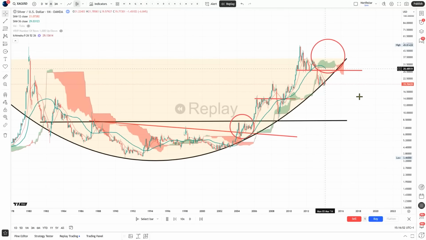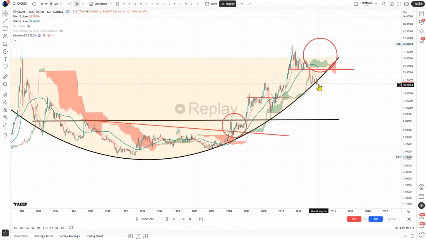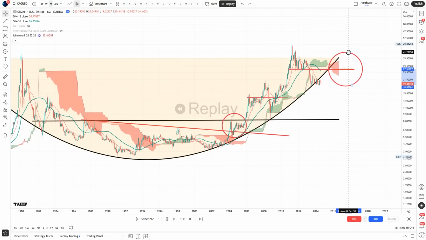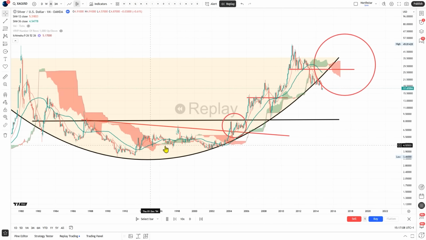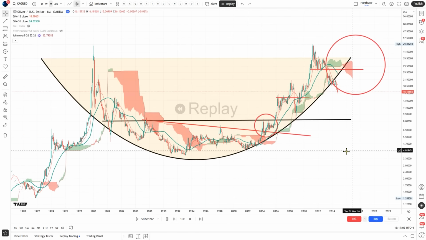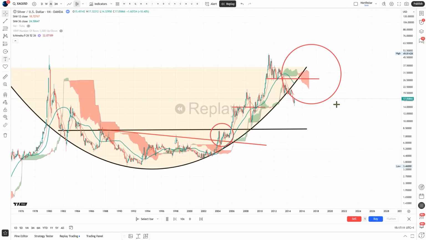And in fact, you can see now that the price is very close to breaking down below the edge of this arc. So then what we start to think is, are we going to build a handle to this cup? This is a very large cup pattern that extends all the way back to 1979. So now you're thinking in terms of a handle forming on the edge of this cup.